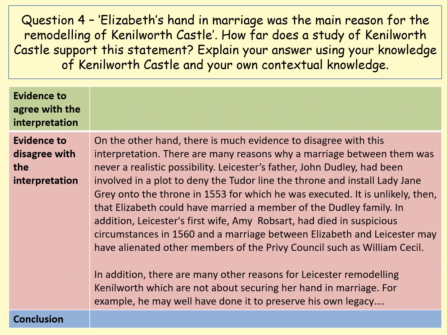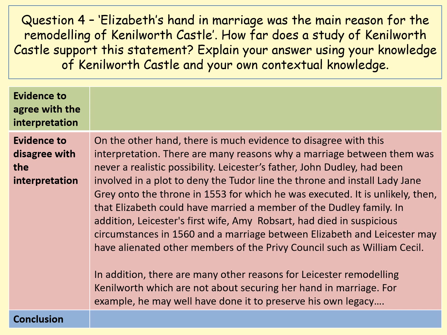Some historians would say it was never a realistic possibility for the two to have got married because of the controversy around Amy Robsart, because of the controversy around Dudley's father, John Dudley, who'd been involved in the plot to install Lady Jane Grey. And of course, there's lots of evidence that actually this remodelling was just part of Robert Dudley's character, that he wanted to be this Renaissance man, that he wanted to preserve the legacy of his family and actually restore the reputation of his family as well. So there's lots of evidence which you can use to contradict this as well.